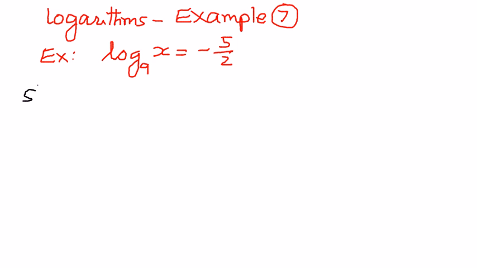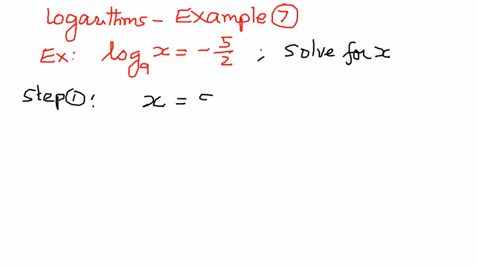Okay, so to solve this, let me write that here. We want to solve for x. As step number 1, we want to express this logarithm in exponential form, and the way to do that is as follows. We're going to write this as x is equal to 9 raised to the power of negative 5 over 2. Let me write this a little bit more clearer.